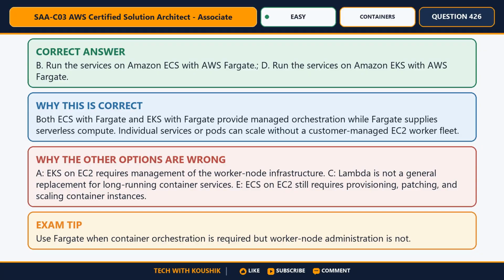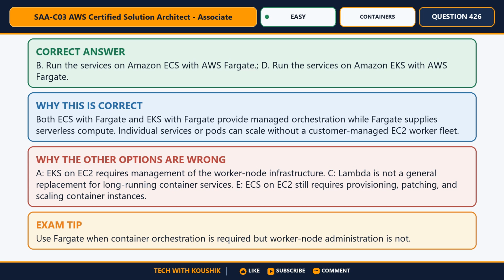The correct answer is B. Run the services on Amazon ECS with AWS Fargate. D. Run the services on Amazon EKS with AWS Fargate. Here's why. Both ECS with Fargate and EKS with Fargate provide managed orchestration, while Fargate supplies serverless compute. Individual services or pods can scale without a customer-managed EC2 worker fleet.